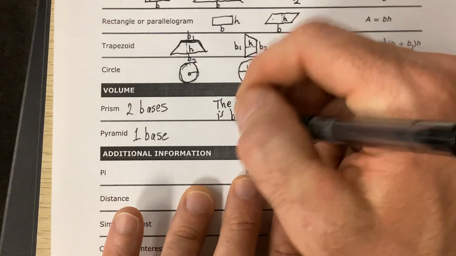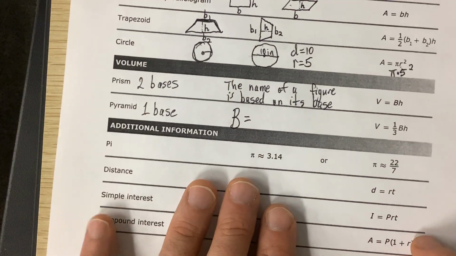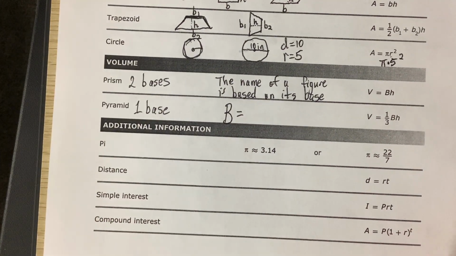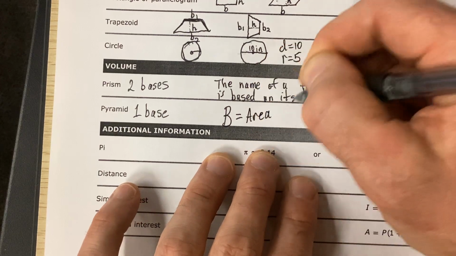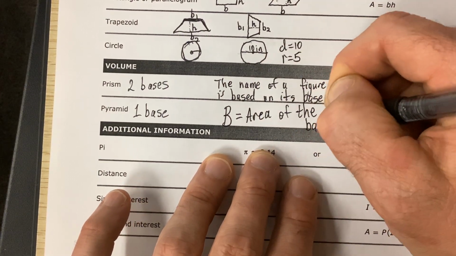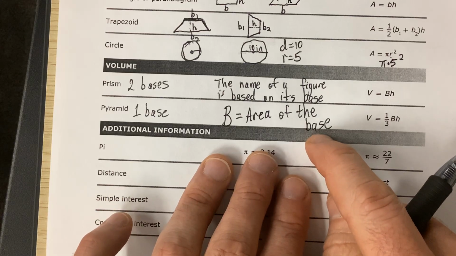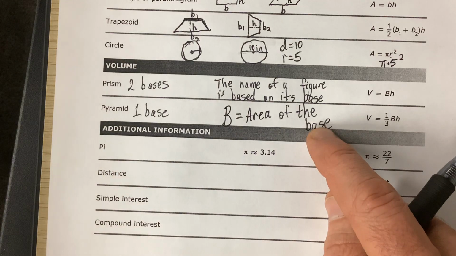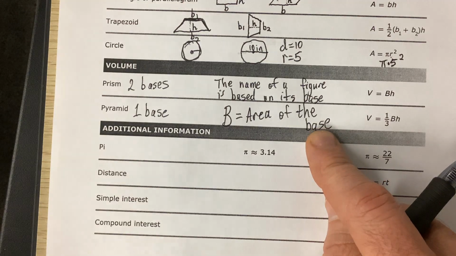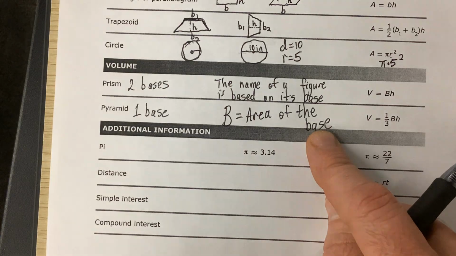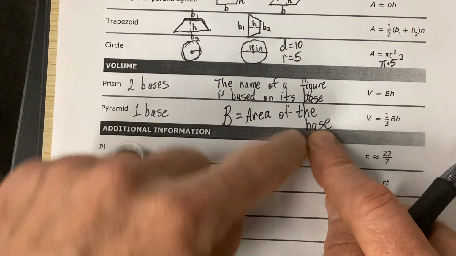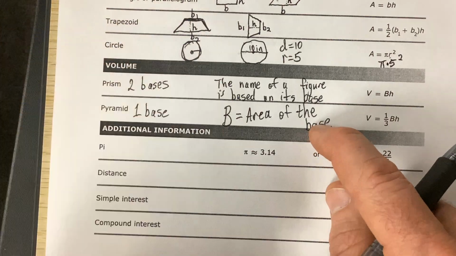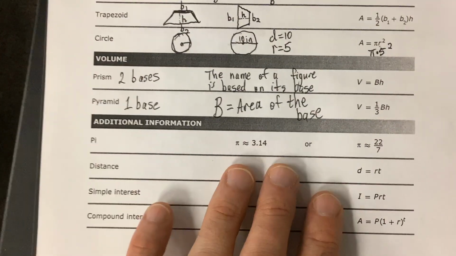Now, in the formula, what does the capital B stand for? It stands for area of the base. And how do you know what the base of the figure is? Length times width? Well, no. How do I know what the base is? By its name. Yes, by its name. That's how you know what the base is, right? Okay.